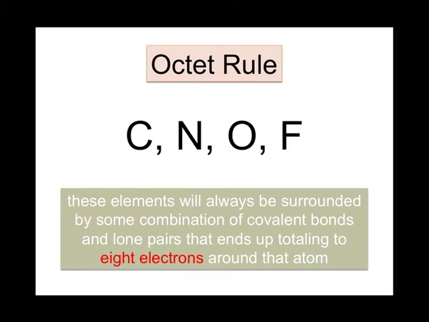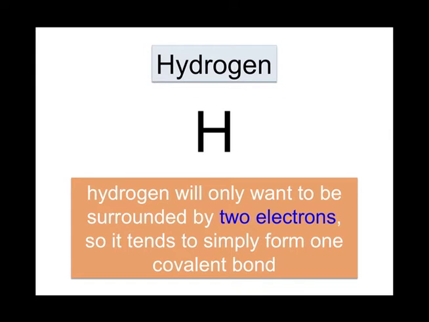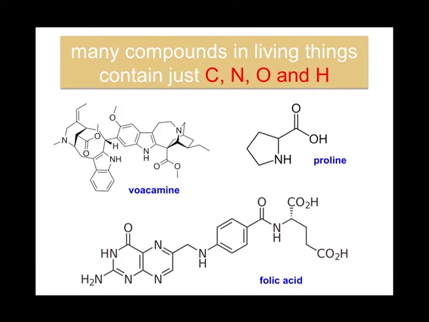When we draw Lewis structures, it can be a fairly straightforward approach when looking at molecules that contain predominantly elements that follow the octet rule. This will be carbon, nitrogen, oxygen, and fluorine. If we include hydrogen, which seeks only to surround itself by 2 electrons, meaning it tends to simply make one covalent bond, there is an enormous amount of molecules we can make with only these elements, including the majority of the stuff in your body.